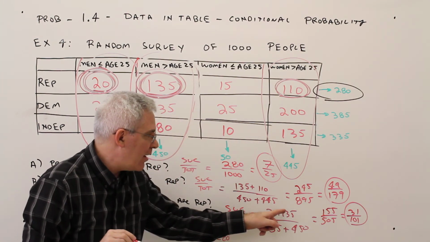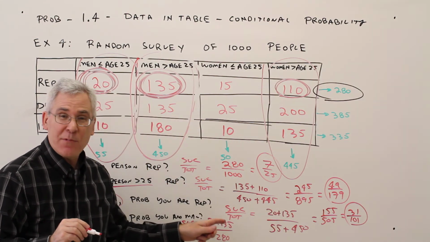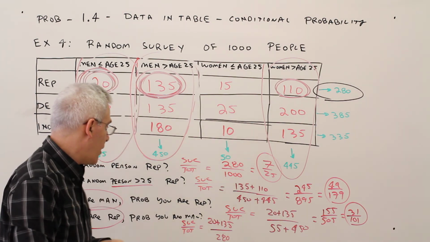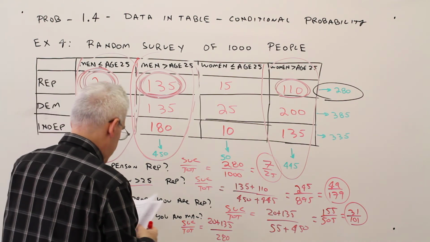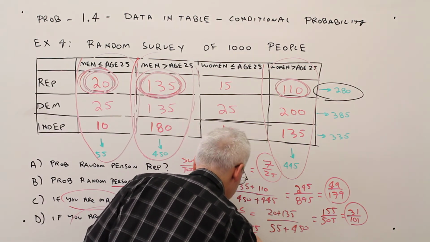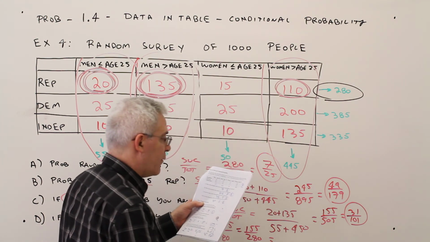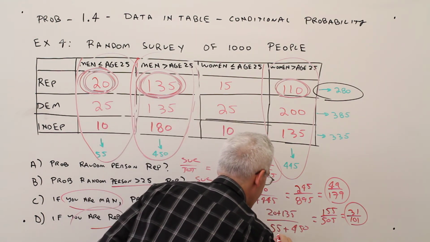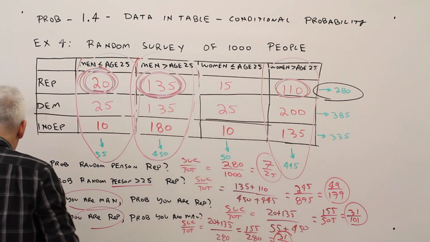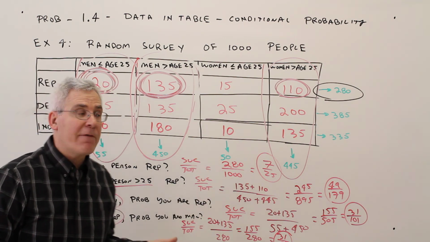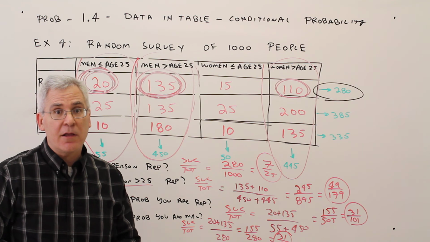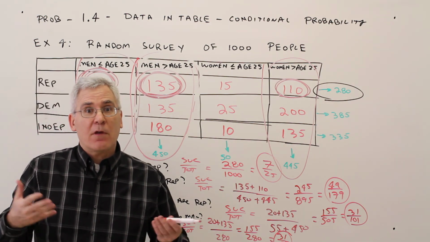Just note that in the previous example, I had the same number of successful outcomes, just a different sample space. I worked that out and got 155 over 280, which reduces to 31 over 56. And there you have it, how to use data in a table and conditional probability to find out probabilities of different events.